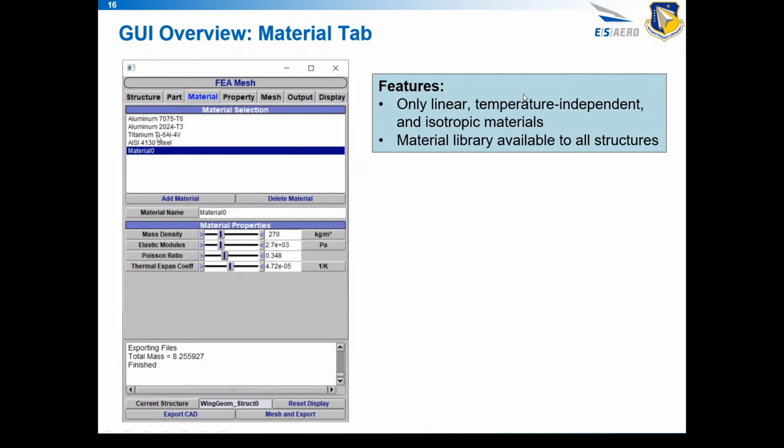We have just a couple of example default ones, but you could just click the Add Material button. They're specified by their mass density, elastic modulus, Poisson ratio, and the thermal expansion coefficient. Like I mentioned earlier, the units on these are going to be converted however you set your unit system on the Structure tab.